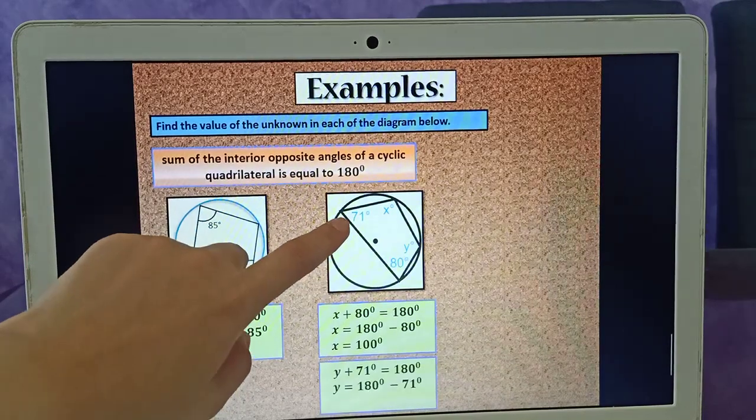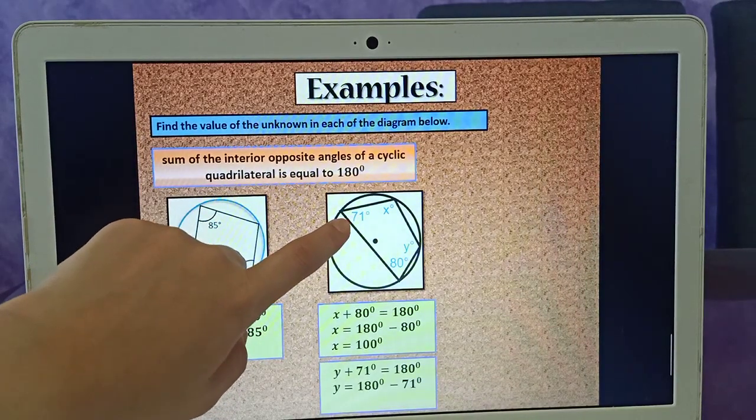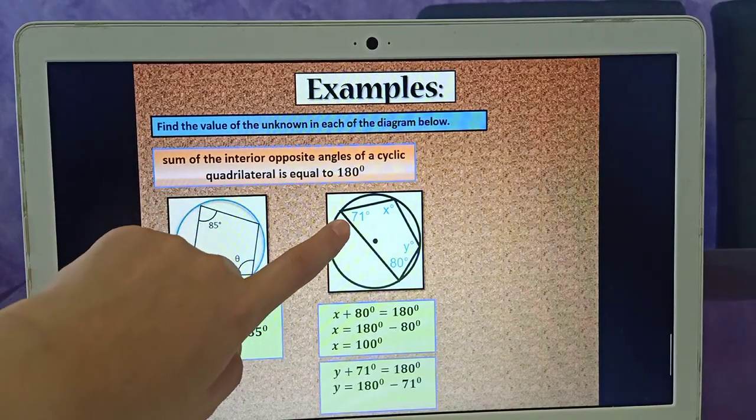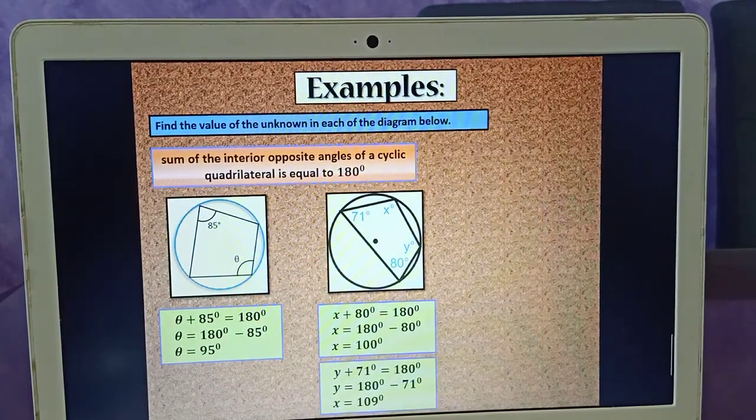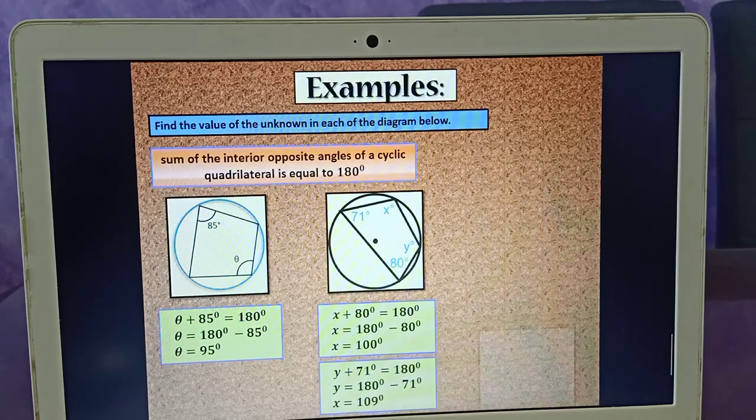And then y equals 180 degrees minus 71 degrees. Sorry, this one is y, yeah? y equals 109 degrees. Okay.